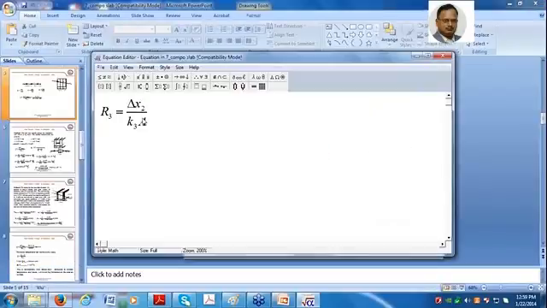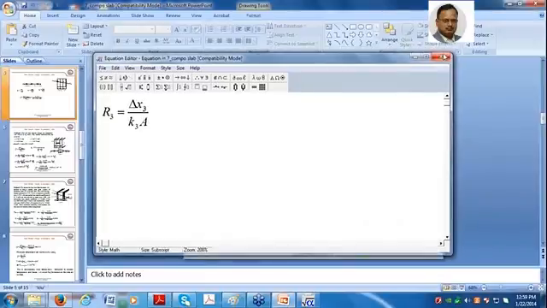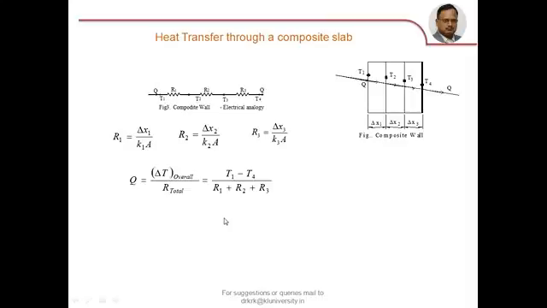I'm sorry, this is delta X3 by K3A. Now because all these resistances are in series, the total resistance is R1 plus R2 plus R3.